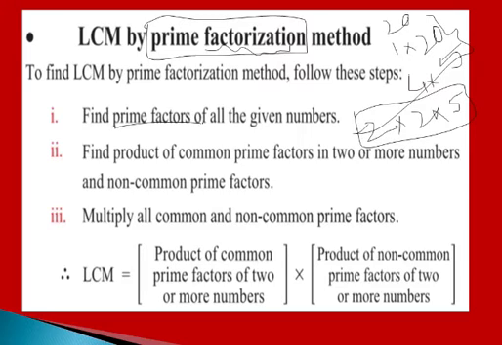To find the LCM by the prime factorization method, first of all, you are going to find the prime factors of all the numbers. Then we are going to take the product of the prime common factors and the non-common prime factors. So the formula for finding the least common multiple by the prime factorization is the product of the common and uncommon factors.